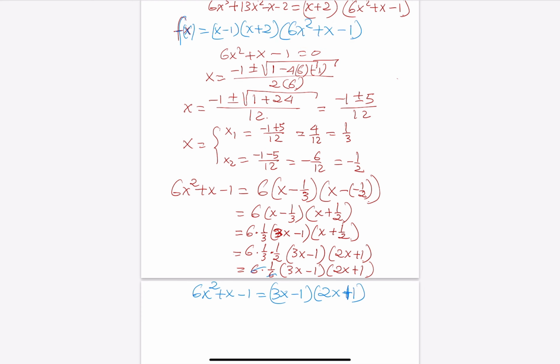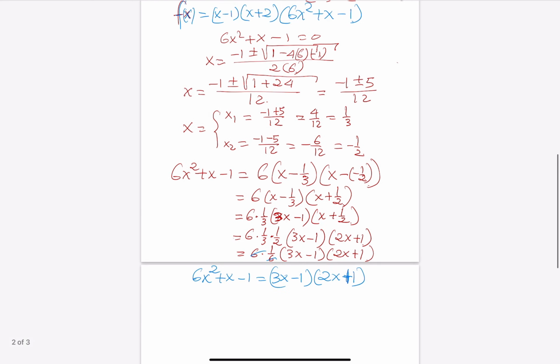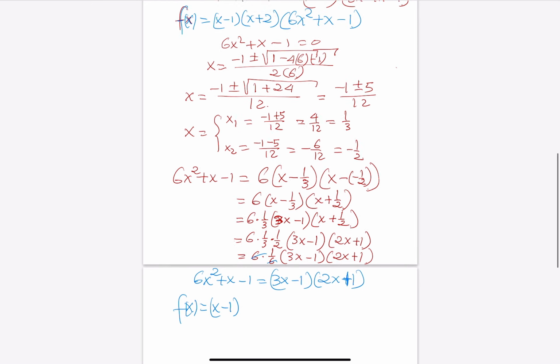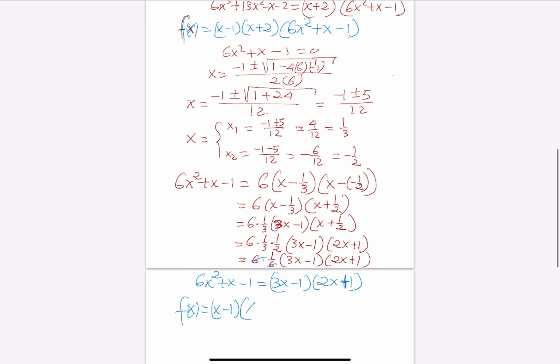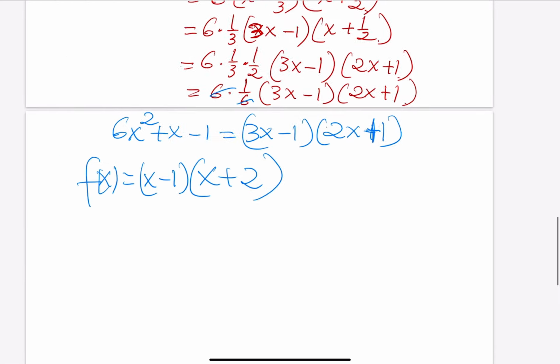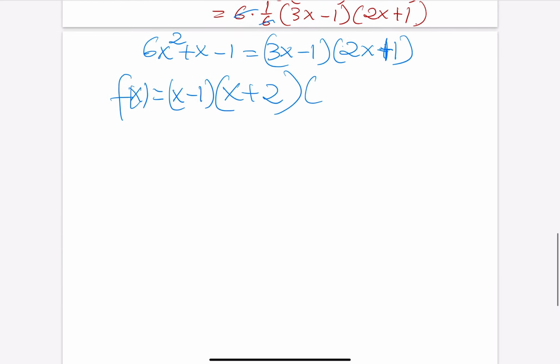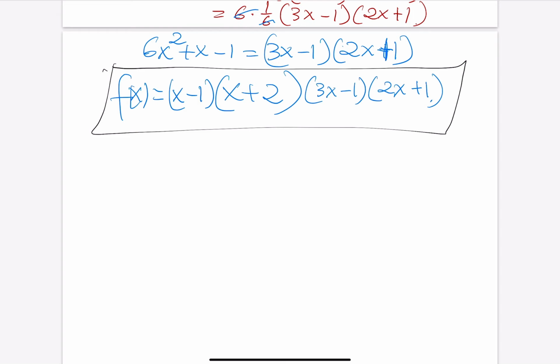Now f of x will be x minus 1 times x plus 2, and then 3x minus 1, and then 2x plus 1. That's it. That's the final solution. That's what they were asking. Okay, good.